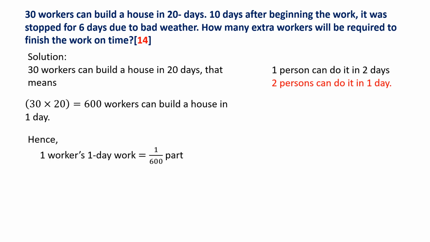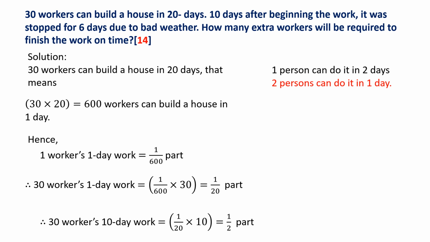Now one worker's 1 day work equals 1 divided by 600 part. So 30 workers' 1 day part equals 1 divided by 20 part. As you can see, 10 days after beginning the work, actually for 10 days 30 workers worked. So we need to find the work of 30 workers in 10 days. So 30 workers' 10 day work is 1 divided by 2 part.